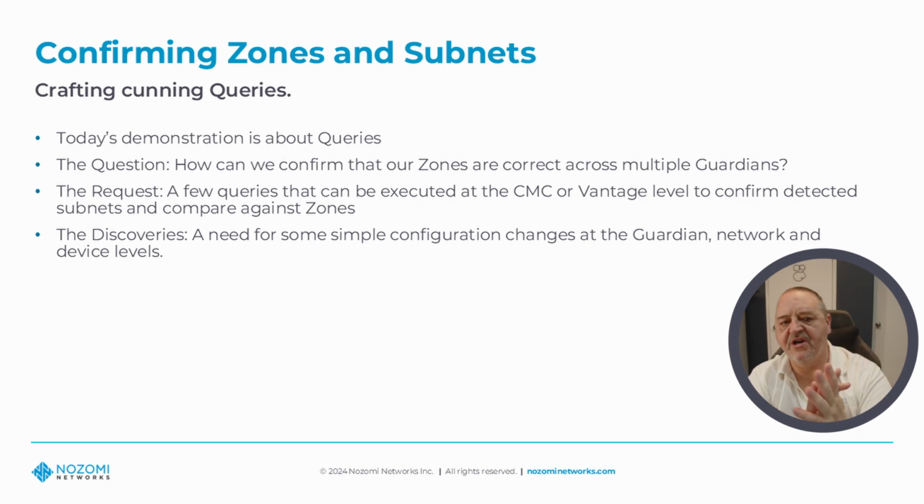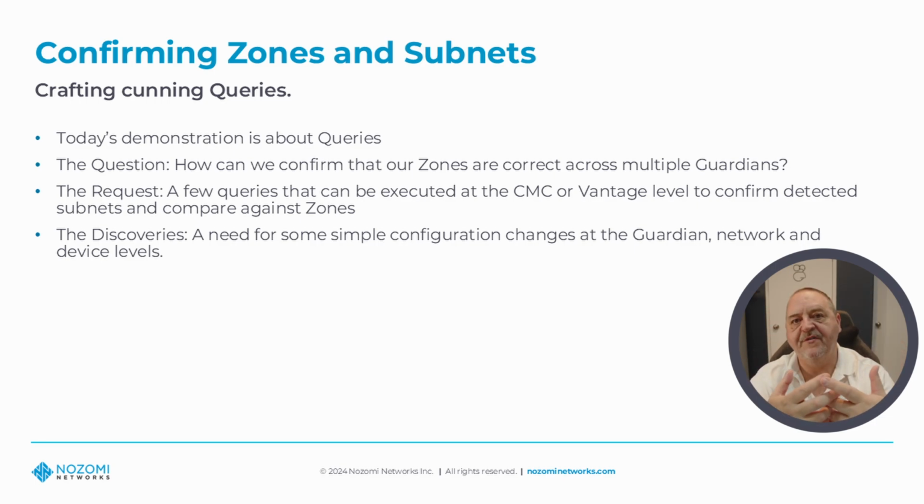So today's demonstration is all about queries. The initial question was: how can we confirm that our network zones are correct across multiple Guardians easily? For this customer, we're talking hundreds of Guardian appliances, all rolling up to individual central management consoles, rolling up to root CMCs. It's quite a large installation.